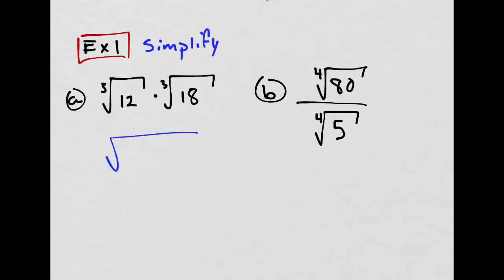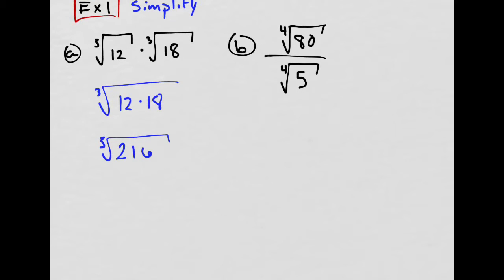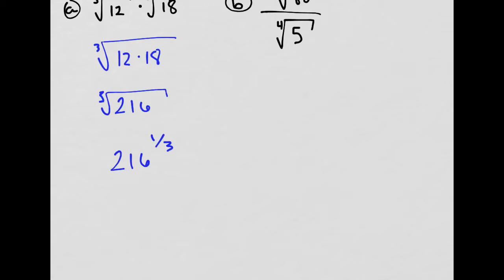I will write it underneath one radical, and I'll have 12 times 18. I don't know what that is, but I have a calculator. I'm going to do that in my calculator right now. 12 times 18 is 216. And then, in my calculator I can do 216 to the 1/3 and see what that is. And that turns out to be just regular old 6.